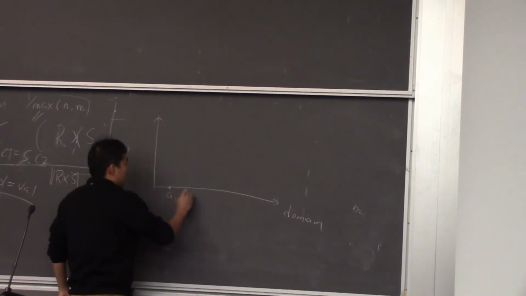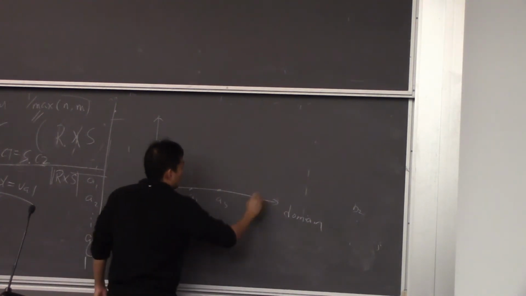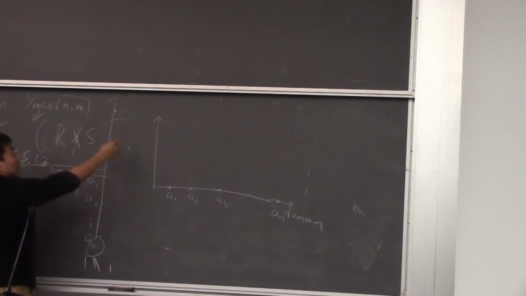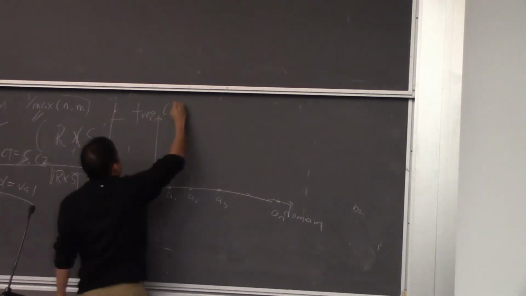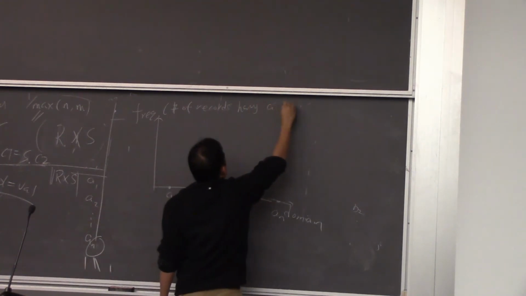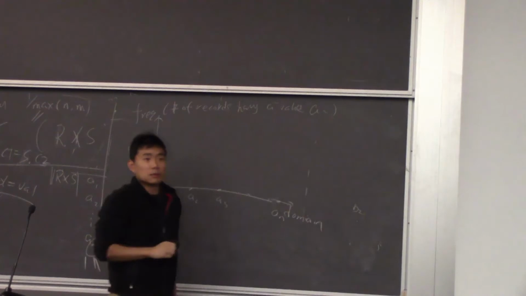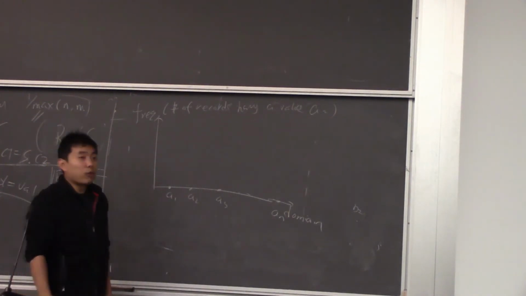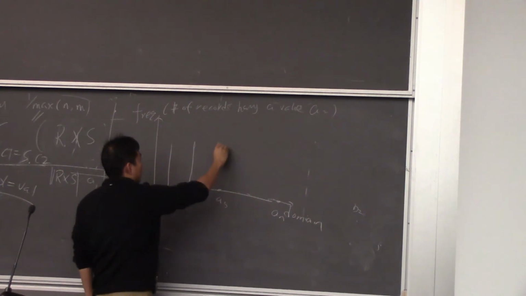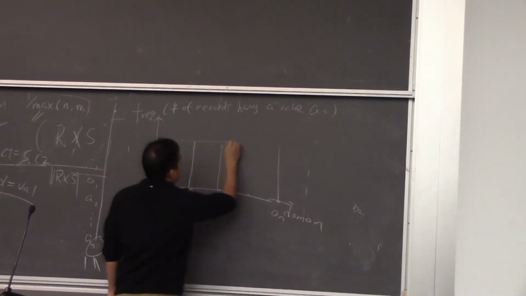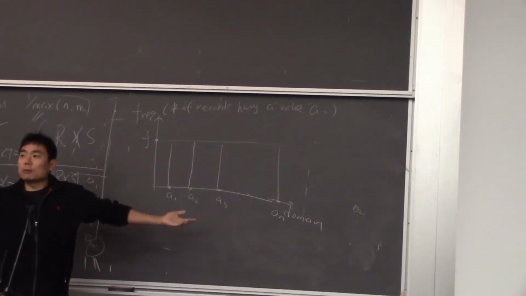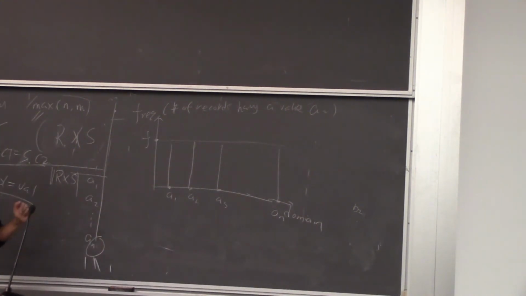Then you say this is the value A1, this is the value A2, A3, all the way to, let's say, value AN, the possible values you may take. What is this? This is the frequency, in other words, the number of records having a value Ai. For uniform distribution, what should this picture look like? They all share the same frequency. They all appear the same number of times. That's a uniform distribution.